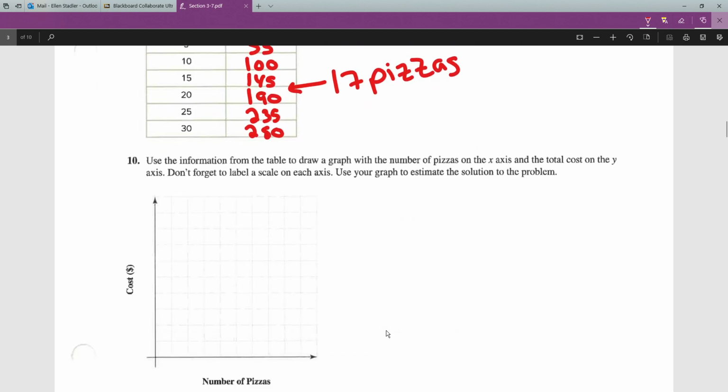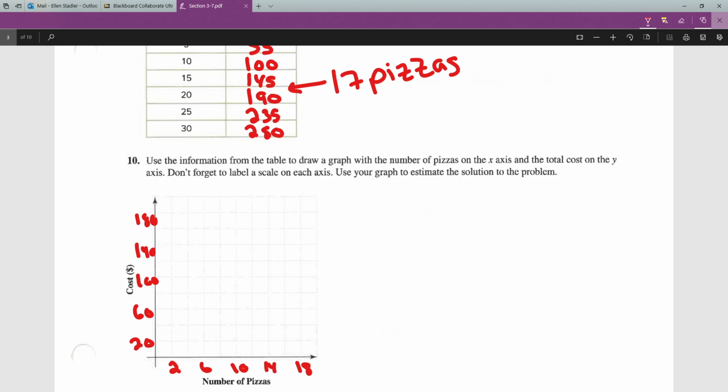Number 10 then says, let's go ahead and graph this. You can use your calculator to graph it, or you can graph it by hand. I am going to be a little more diligent about my scale this time. 2, 4, 6, 8, 10, 12, 14, 16, 18, and I'm going up by 20 again. So 20, 40, 60, 80, 100, 120, 140, 180. Just will help me graph it a little better.